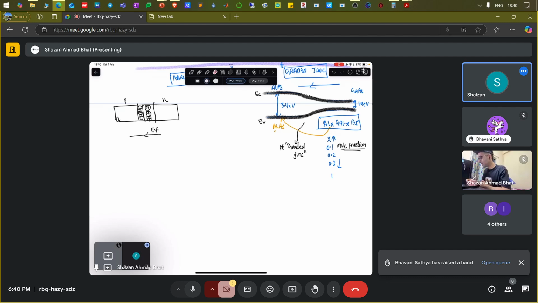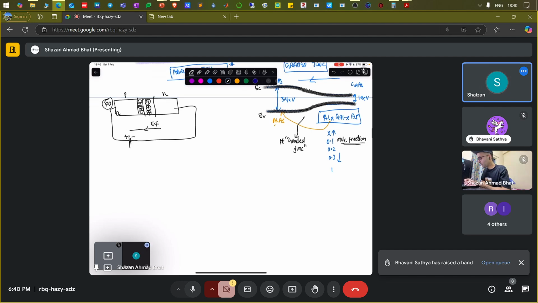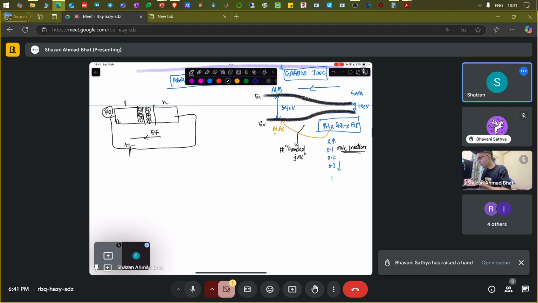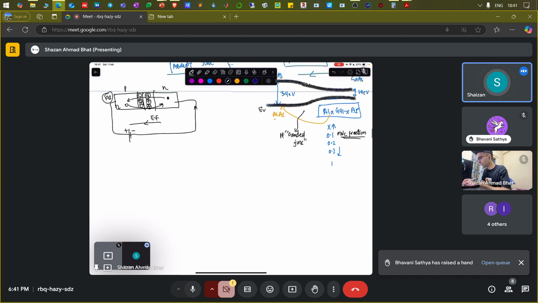But you all know that when the current flows, you are going to apply some forward bias, an external voltage. This is positive, this is negative. That means this will be forward biased. In the forward bias, what is going to happen? You are going to inject electrons from this side. They are going to flow in this direction. The holes are going to flow in this direction.